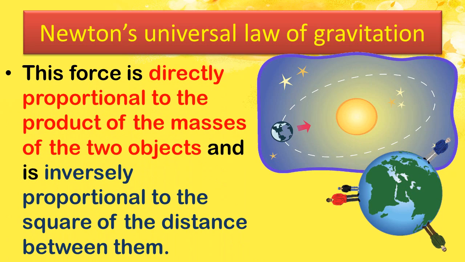We know that every object in the universe attracts every other object with a definite force, and the force by which the two objects attract each other is directly proportional to the product of the masses of the two objects and inversely proportional to the square of the distance between them. Now let's see the formula of the universal law of gravitation.